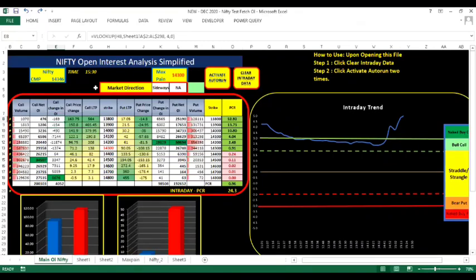Technically, if it is a negative number, that means unwinding has happened at these levels. And if it is a positive number, it means new contracts have been added. The number of contracts reflected here is 64. It means 64 new contracts have been added at 14,400 yesterday. This is basically yesterday's data, so we'll refer to that.